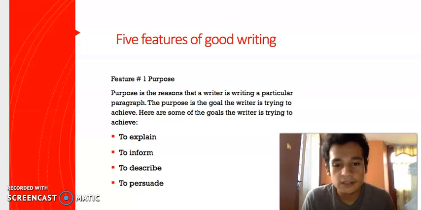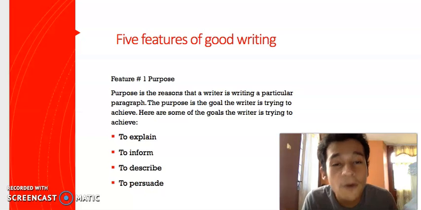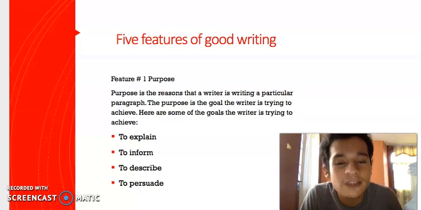One of the goals is to explain to the reader. Another one of the goals is to inform the reader. Another one of the goals that the writer is trying to achieve is to describe to the reader and also to persuade the reader.